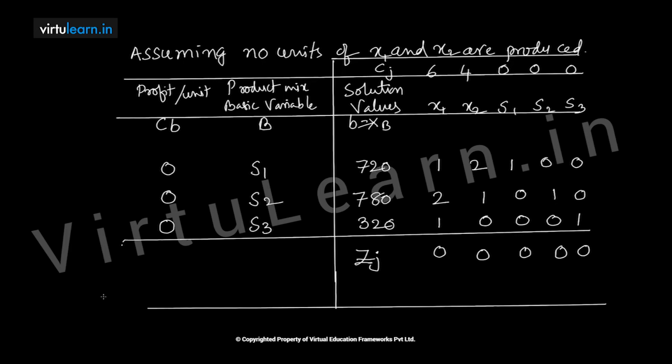So here we have a row known as the net evaluation row, which we call Cj minus Zj. The Cj value is 6, the Zj value is 0, so we get 6. Then the Cj value 4 minus 0 is 4. Then 0 minus 0 becomes 0, this also 0, this also 0. This we call the initial basic feasible solution. In this case we are not producing any units, and we are allowing the entire thing to go as scrap, which we represent through S1, S2, S3, the surplus variables.